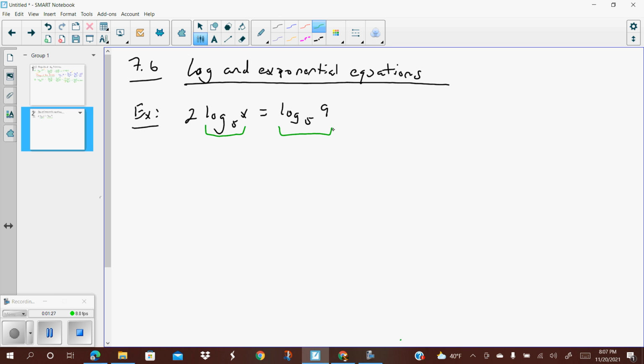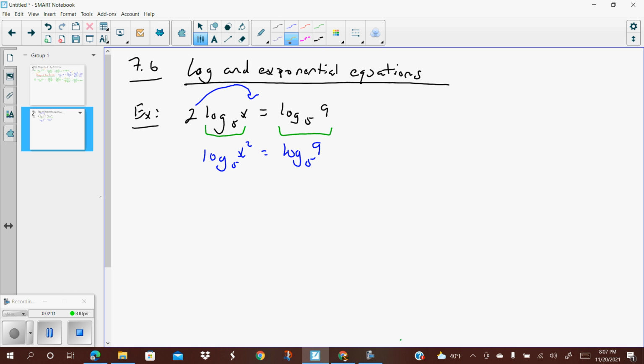Remember the property that says I can bring the coefficient up and make it the exponent of the argument. So that's what we're going to do. Once we do that, what I have is log of x squared base 5 equals log of 9 base 5. I have two logs that are equal to each other, both with the same base. If that is the case, the arguments must be the same. They must equal each other. Otherwise, this is a false statement.